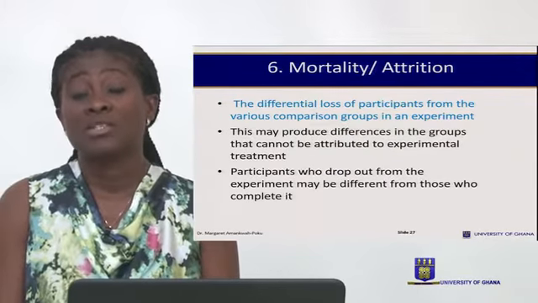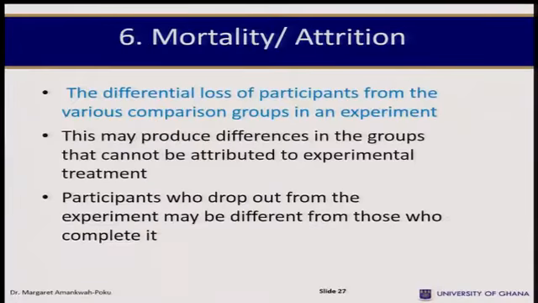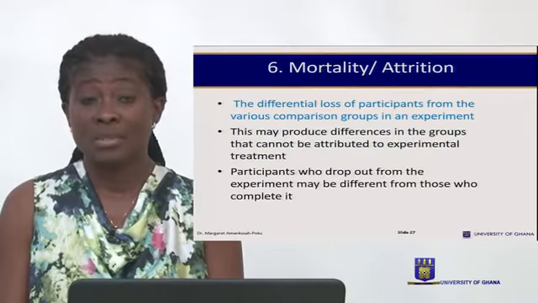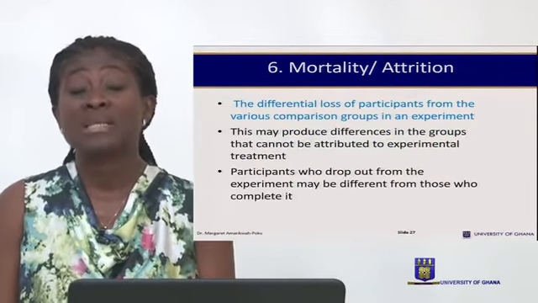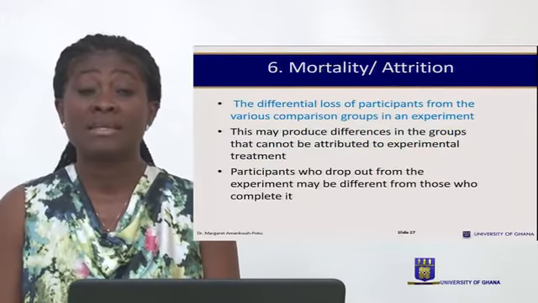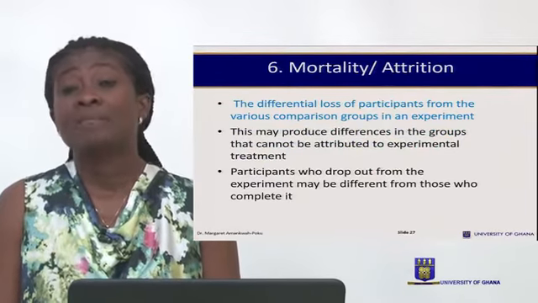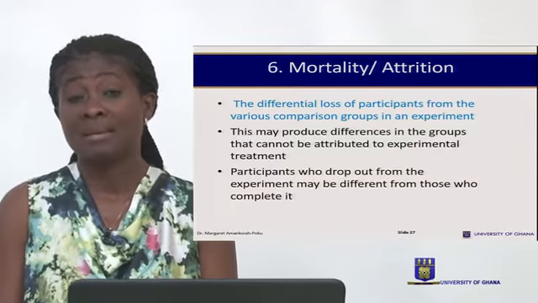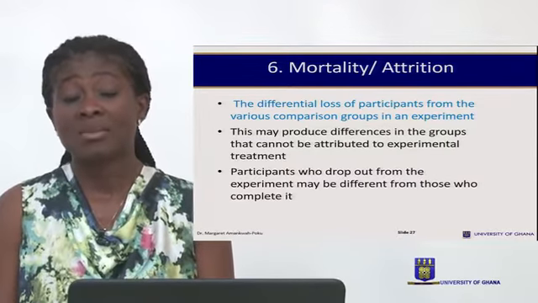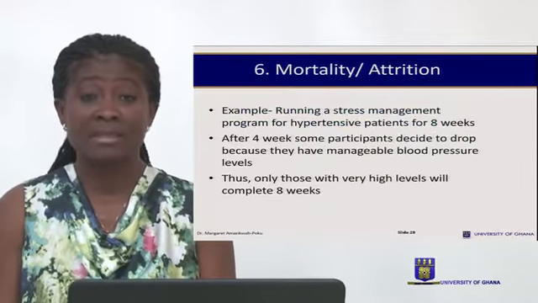Then you have mortality or attrition, and that's the differential loss of participants from the various comparison groups in an experiment. So let's say you have an experimental group and a control group, and then you do a pre-test and a post-test. Now, sometimes participants may drop out of the study. So at the end of the day, you may end up with fewer participants in one group compared to the other, and that can act as a threat to internal validity.